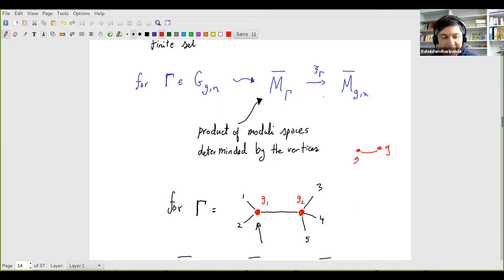And at the appropriate moments, we will divide by the automorphism. Basically in every formula in the subject, when you see a graph, there'll be the automorphism group of that graph there. And this factor will occur everywhere. It's precisely because the degree of these maps is the order of the automorphism group of that graph.